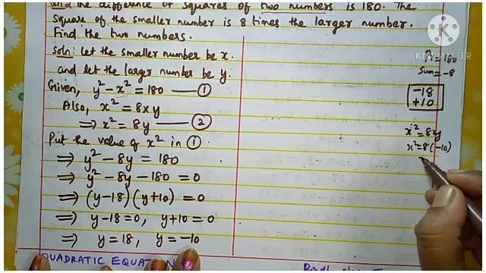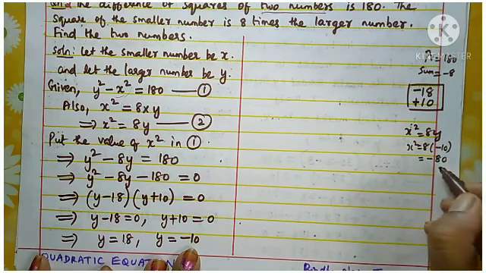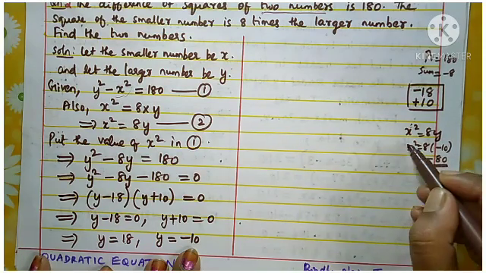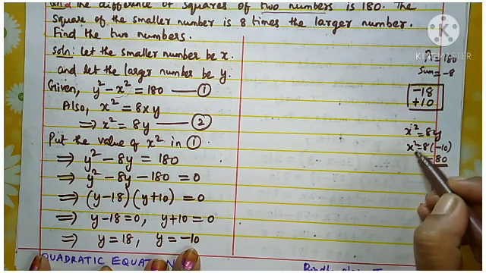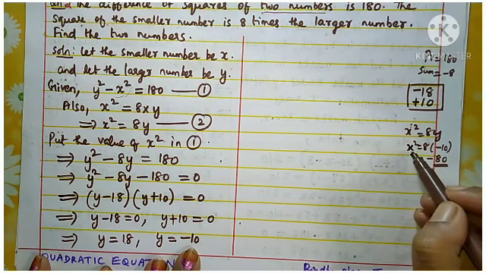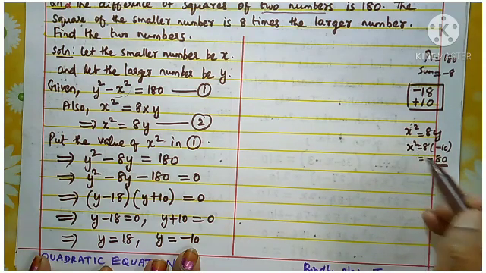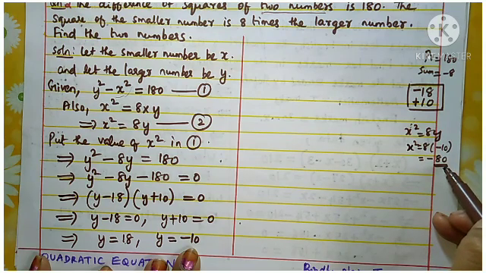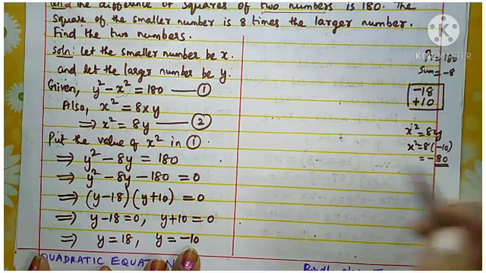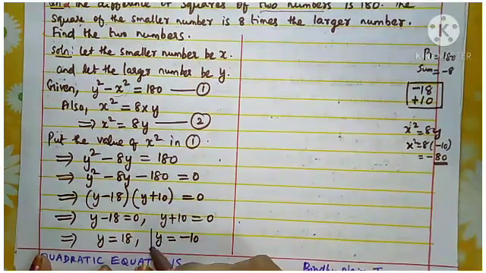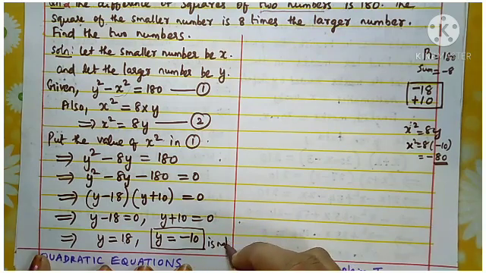minus 10, then that will be minus 80. This is a negative number, and x square means it is a square number. Okay, a square number cannot be a negative answer. Understood? So we can confirm that this y equal to minus 10 is not possible. Okay, we can neglect this value.